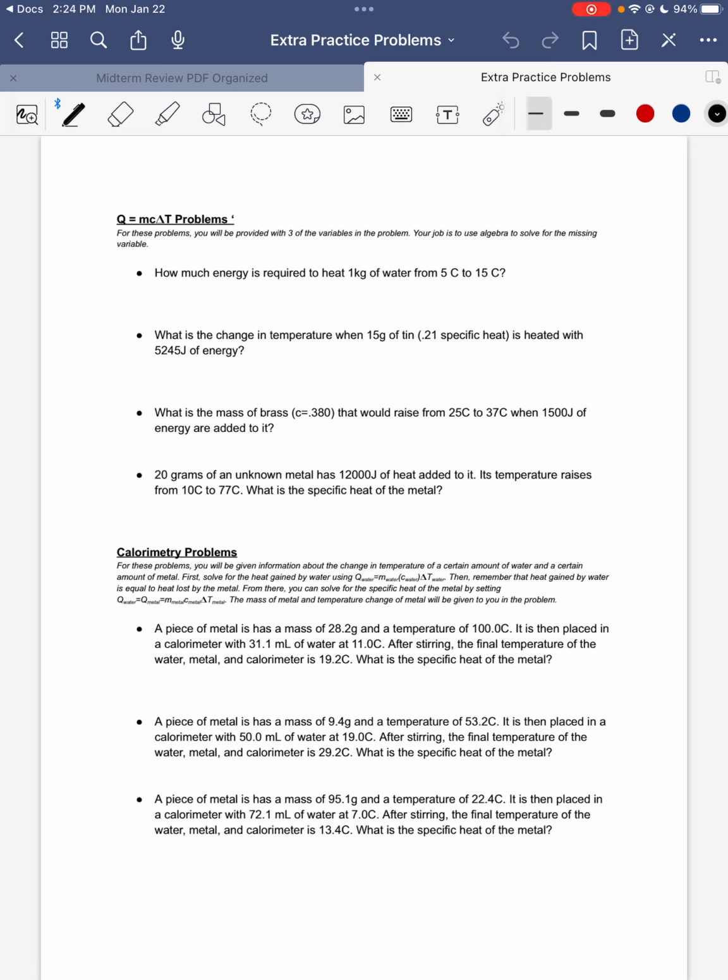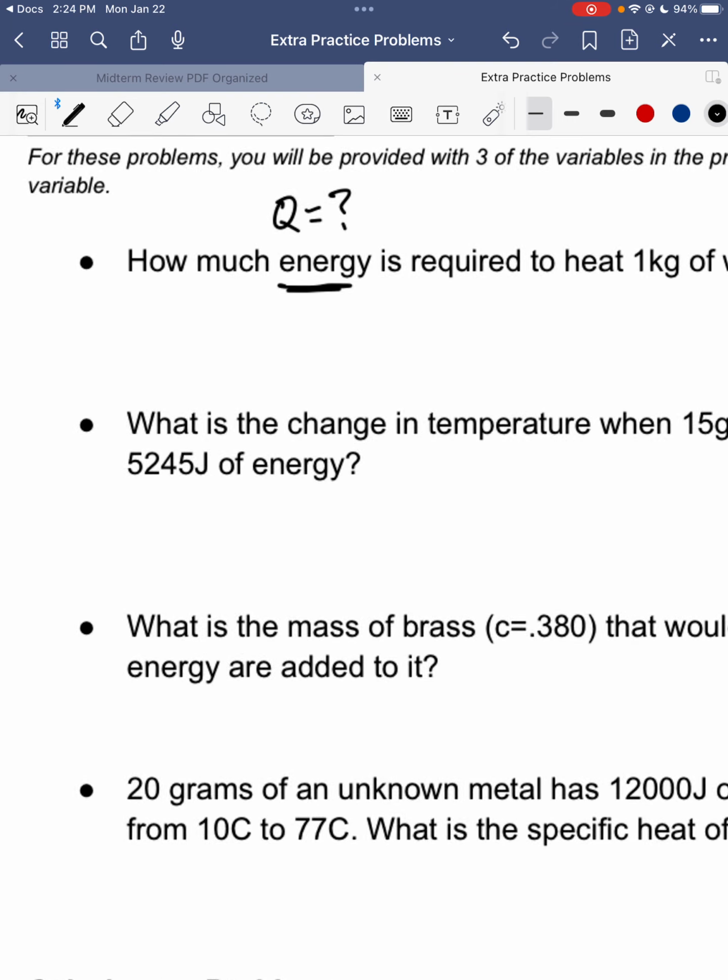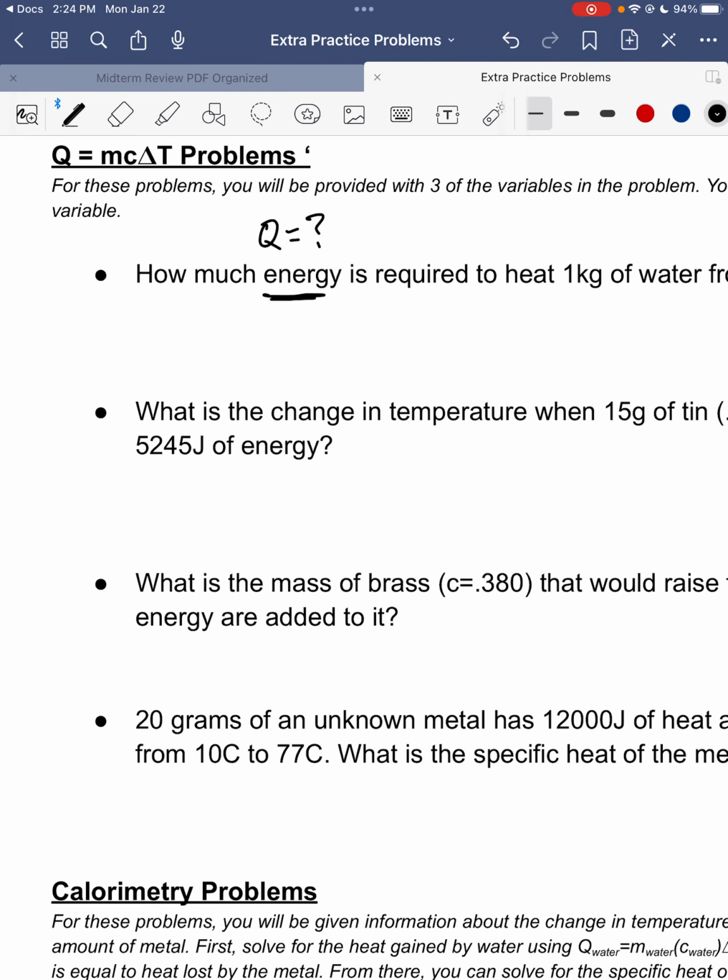In these types of problems, as I say up on the top, you'll be provided with 3 of the variables in the problem, and your job is to use algebra to solve for whatever the missing variable is. For example, in this first question, it says how much energy is required to heat 1 kilogram of water from 5 degrees Celsius to 15 Celsius. So the first thing that I'm going to take note of is that it's asking me how much energy, which means I'm looking for Q. What I want to solve for is Q because Q represents energy.